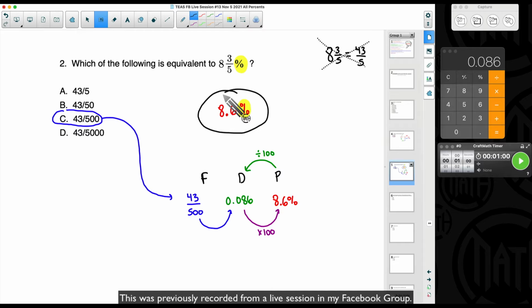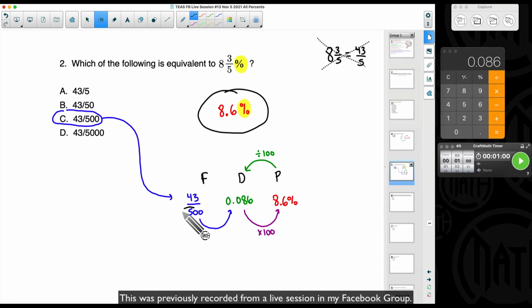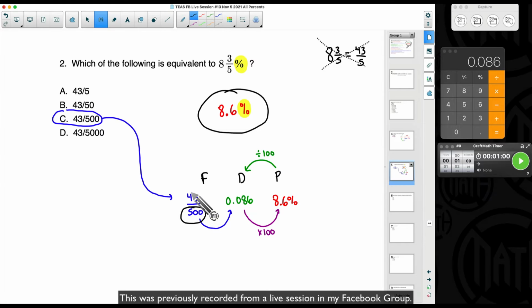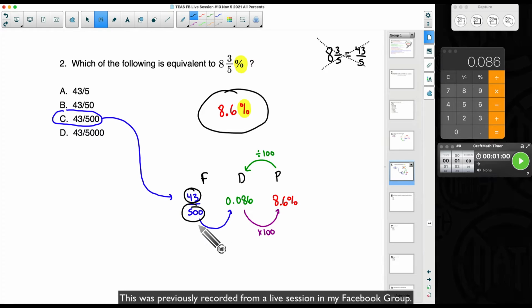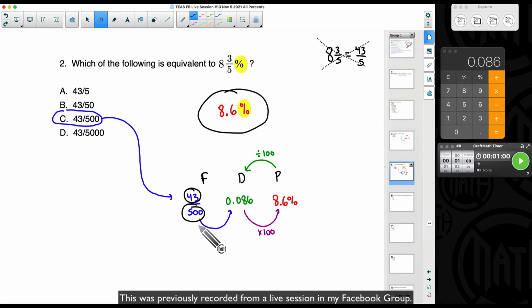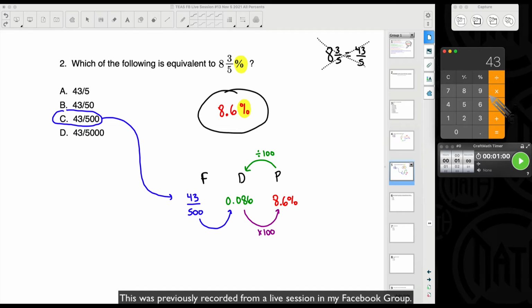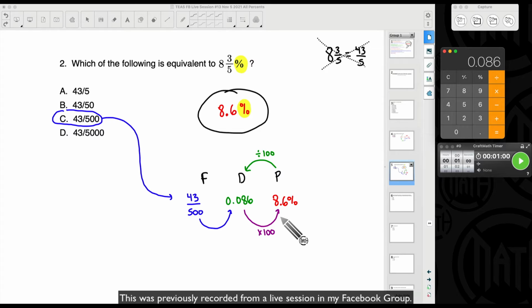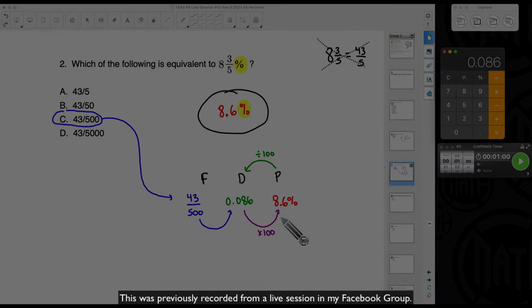Well, suppose you took a test that had 500 questions on it. And if you only got 43 out of 500 correct, that's not that many right. 43 is not a lot of correct questions out of 500 questions. So 43 out of 500, there is that decimal. And then if you convert that decimal to a percent, that's how we get that 8.6% back.